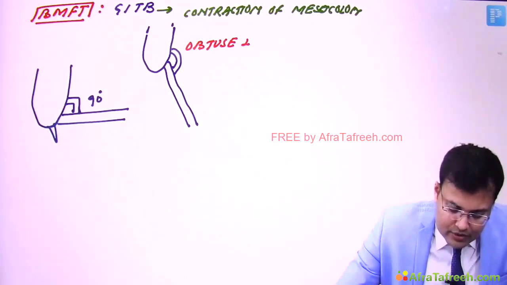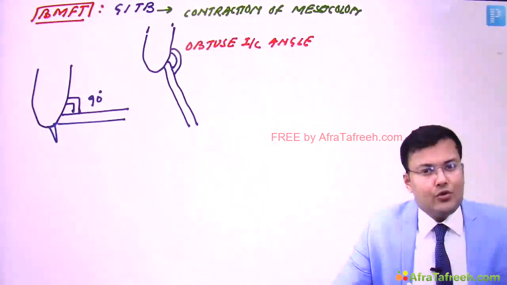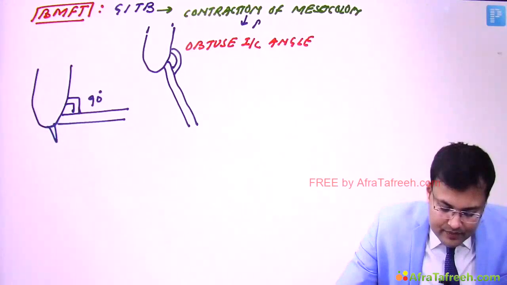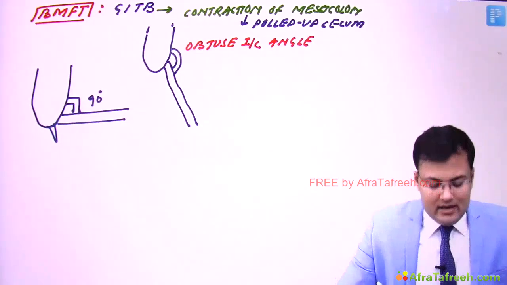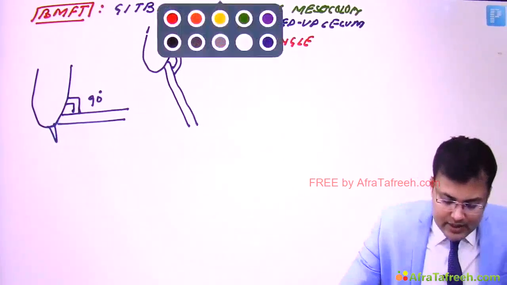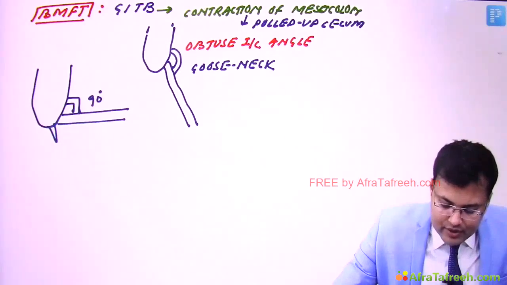So what's the change? There is an obtuse IC angle. And why is there an obtuse IC angle? Because of contraction of the mesocolon, there is a pulled up cecum. So it leads to a pulled up cecum and an obtuse IC angle. This deformity is known as goose neck deformity. All these are important, asked frequently in exam.